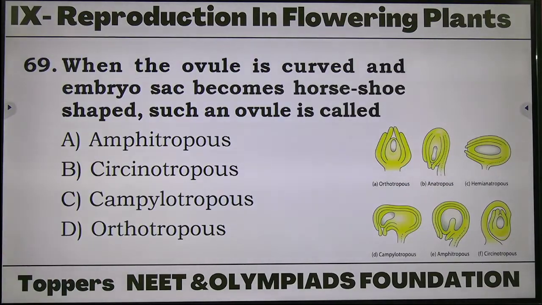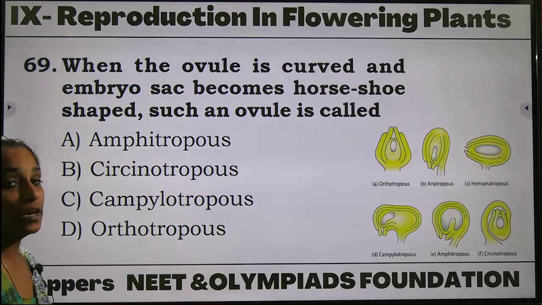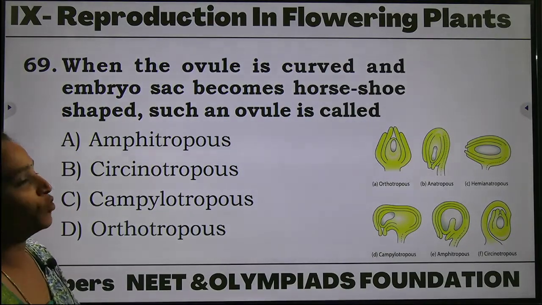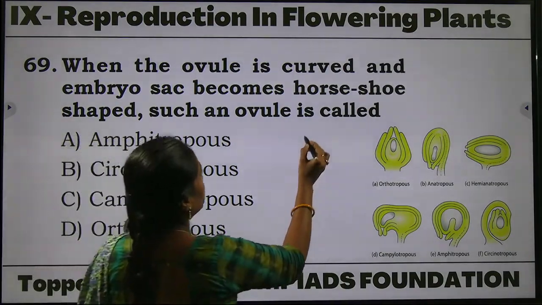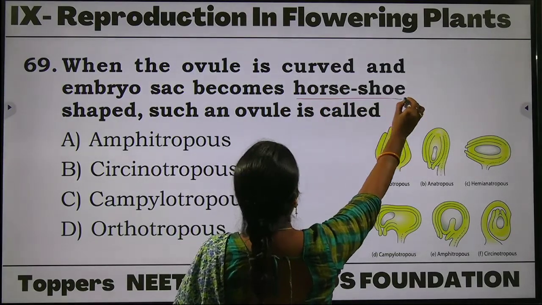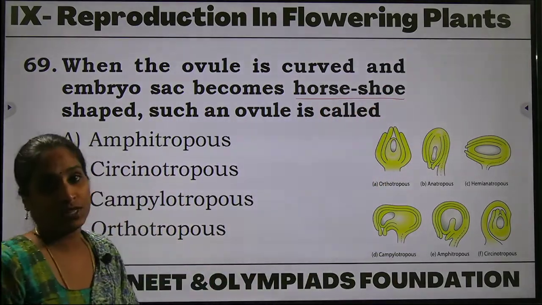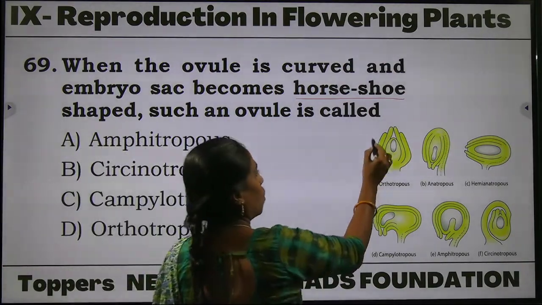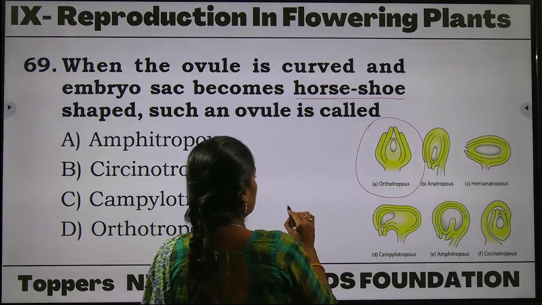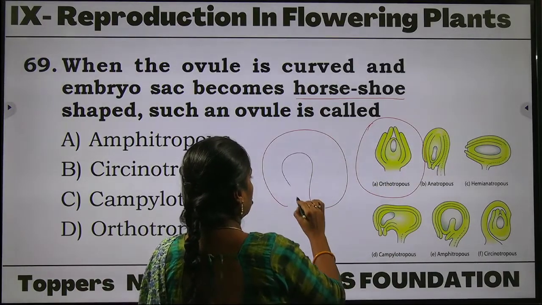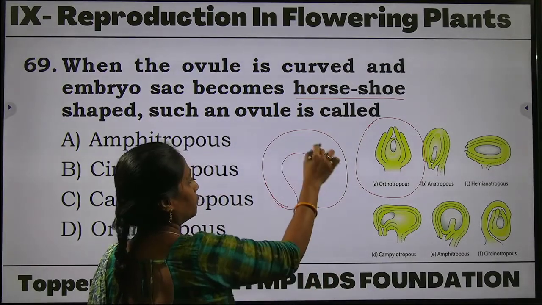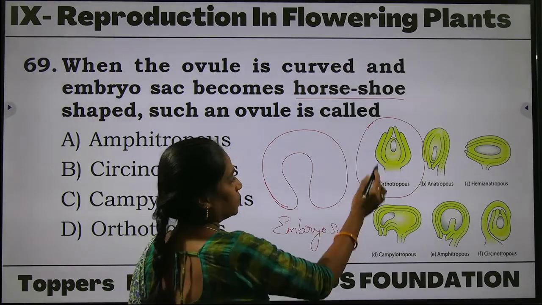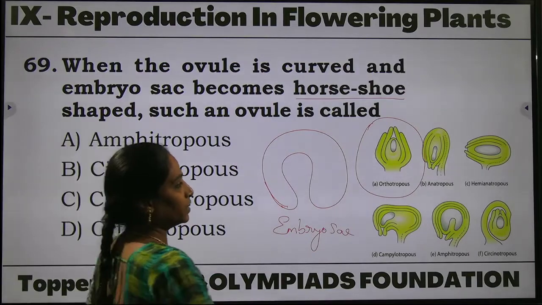Coming to the next question: when the ovule is curved and the embryo sac becomes horseshoe shaped, such an ovule is called. Within the types of ovule, the horseshoe shaped embryo sac is formed in which of these types of ovules he is asking. This is the orthotropous ovule. Horseshoe shape means it will be like this. So this kind of shaped embryo sac can be seen in which ovule? Is it in the orthotropous?